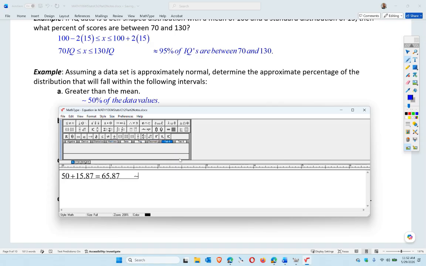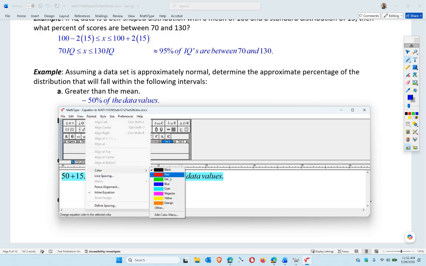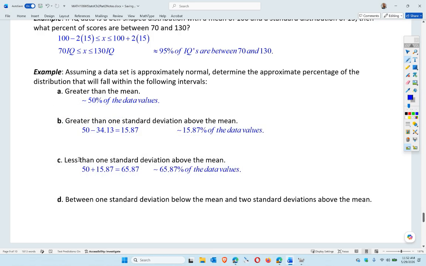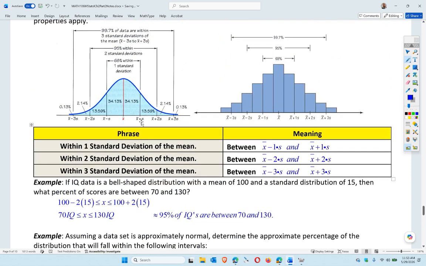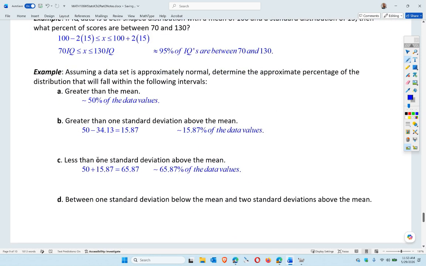I can do either way. Approximately 65.87% of the data values. Okay, there we go. Okay, less than 1 standard deviation above the mean. Yep, 1 deviation above the mean.